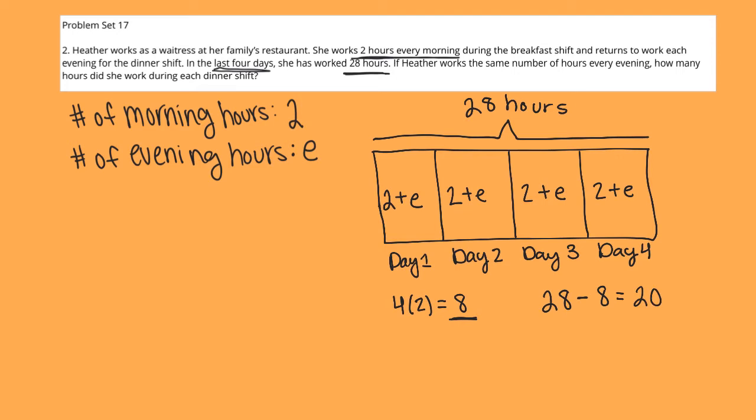Now that we know that she has worked a total of 20 hours in the evening, we need to figure out how many hours she has worked in the evening per day. So now I have 20, and I'm going to divide that by 4 because she's worked 1, 2, 3, 4 days. So 20 divided by 4. 20 divided by 4 is going to give me 5. So our question is asking us, how many hours did she work during each dinner shift? Now we know that Heather worked 5 hours in the evening.